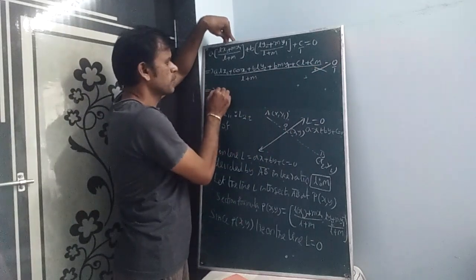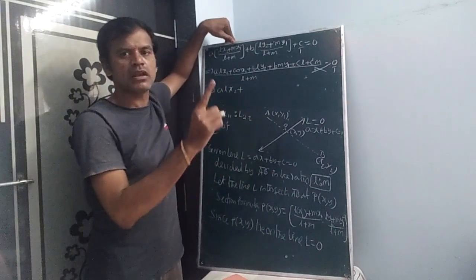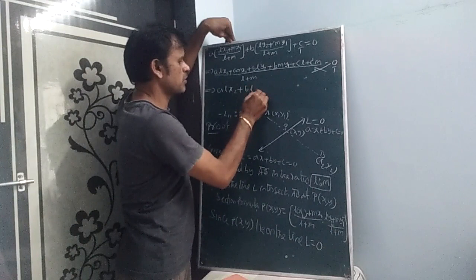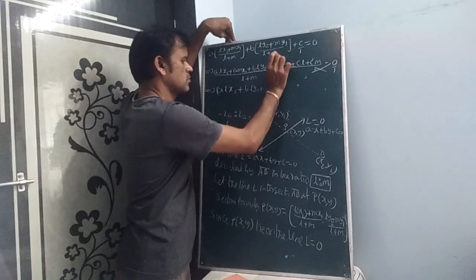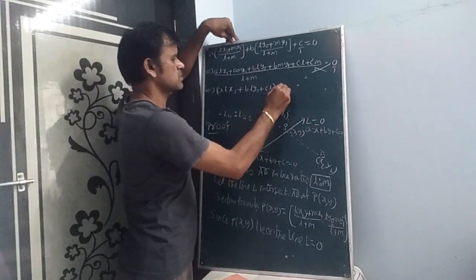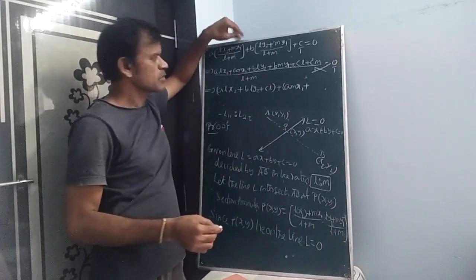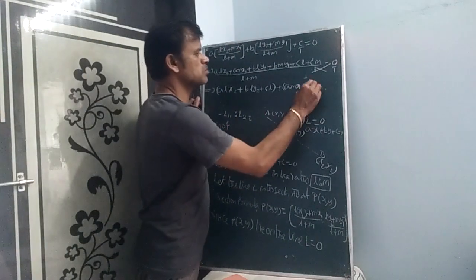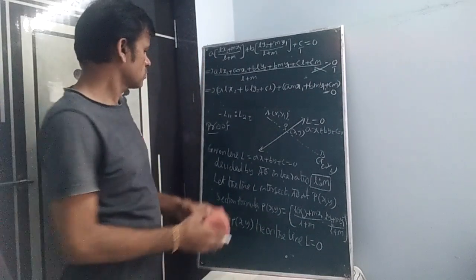That implies AL x2 plus BL y2 plus CL, with L aside like this and M aside like that, plus AM x1. In the similar way, with L aside and M aside, you can write AM x1 plus BM y1 plus CM equal to 0.